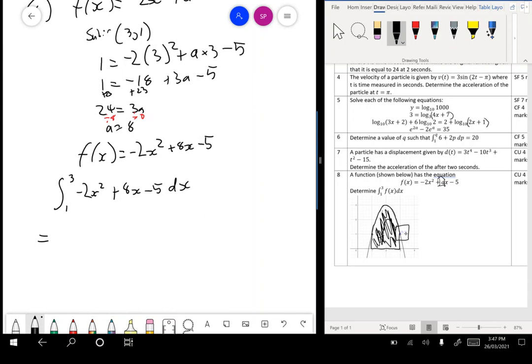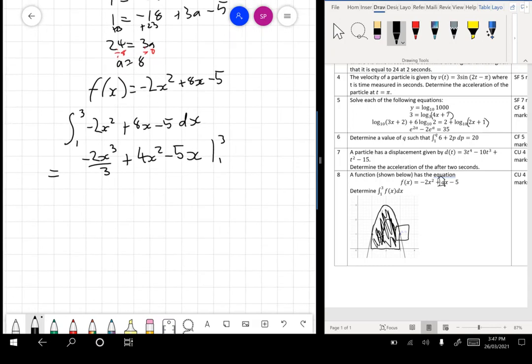equals, so the integral of negative 2x squared would be negative 2x cubed on 3, plus 8x squared on 2. You know what, I'm just going to skip to my 4x squared. No need to make this more complicated than it needs to be. Minus 5x. No plus c because there's bounds, and our bounds are 1 to 3.